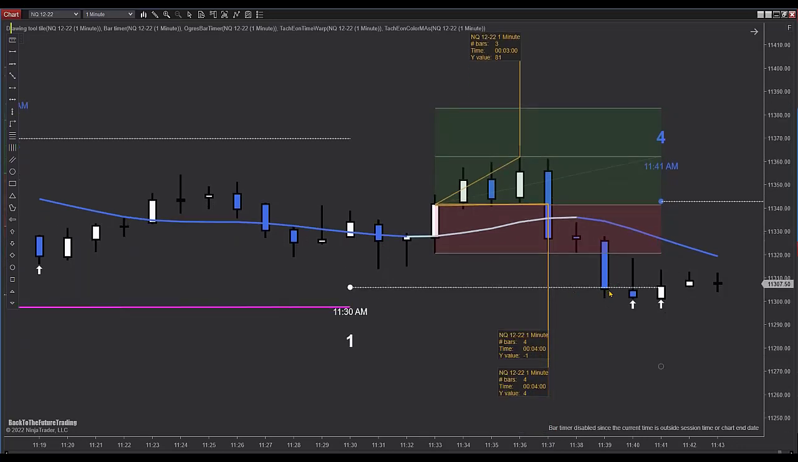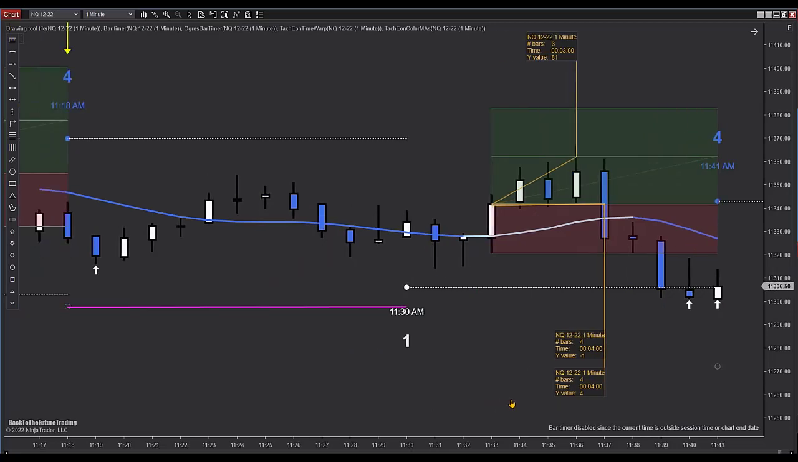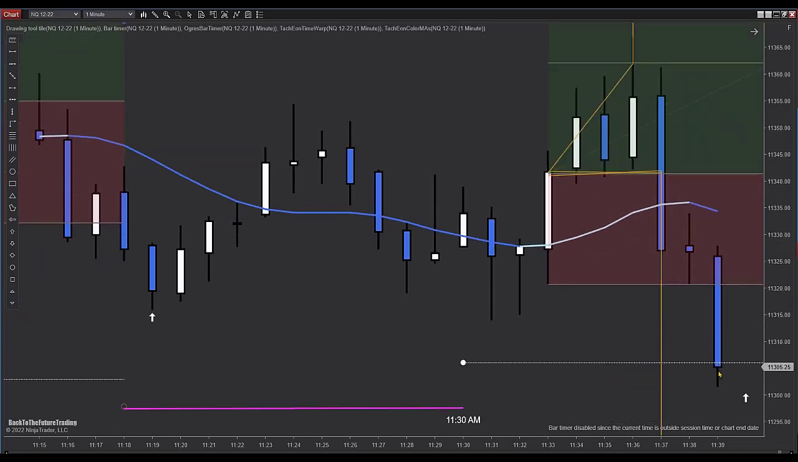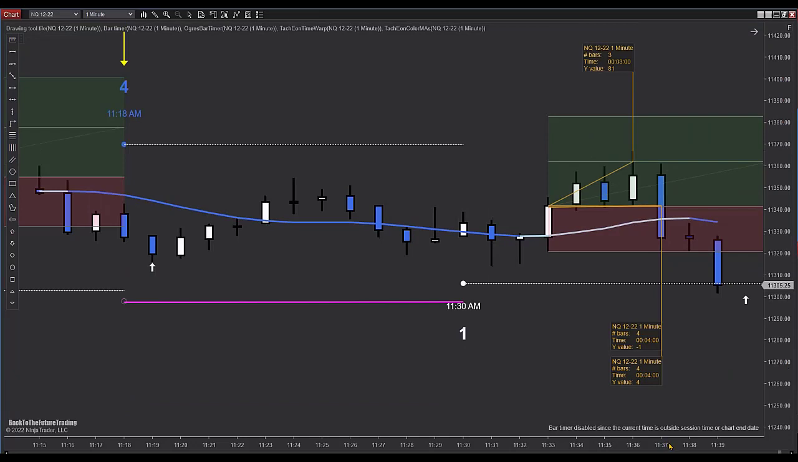I don't think we're gonna be taking 2 trades per window. If we did, then it could be argued that you could take a short here because of this close below. But I recommend just taking 1 trade per window.